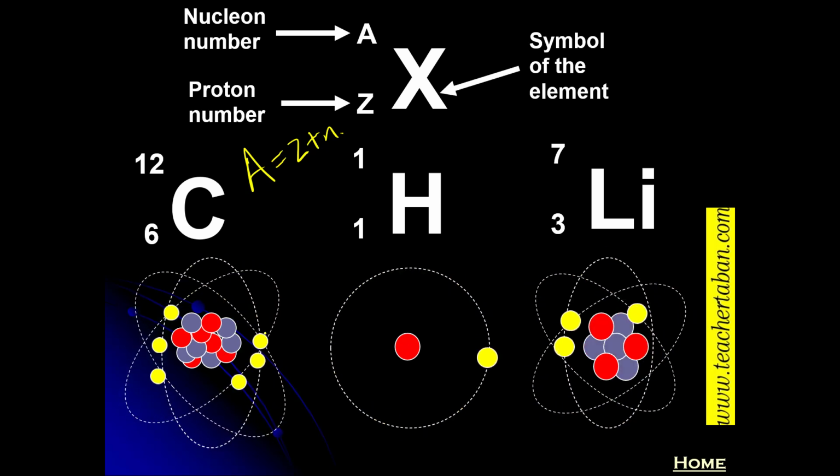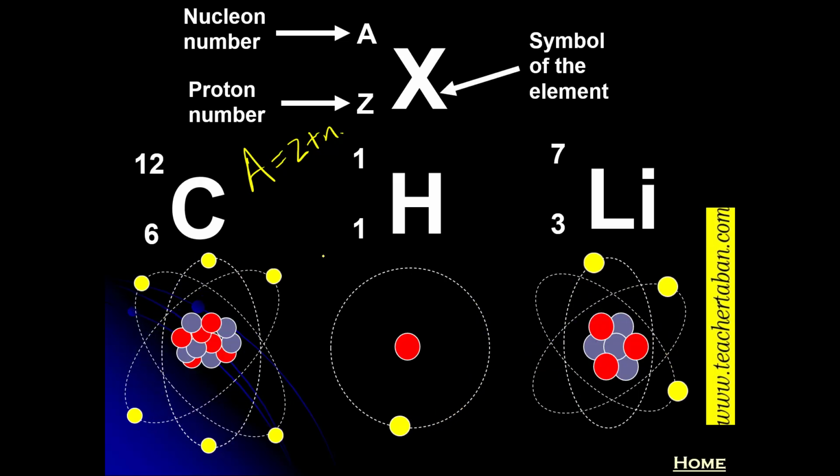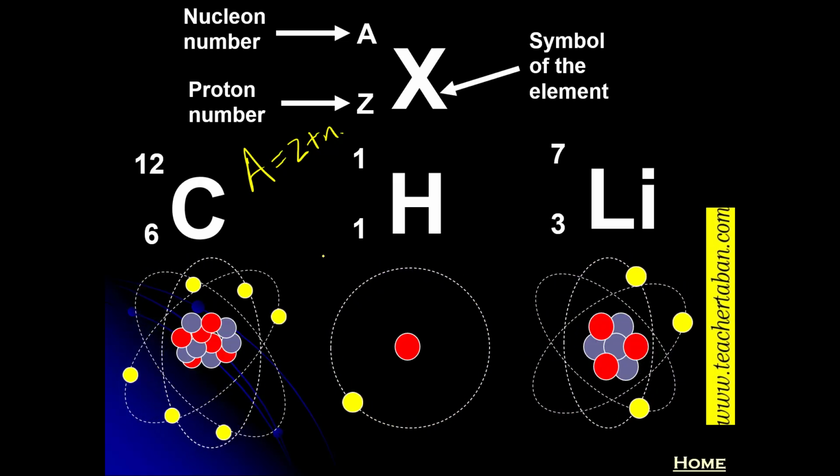It is a 4. Very good. So you get 7 minus 3, you get a 4. Okay, so let's go to another part, the last one in this video, and that is isotopes.